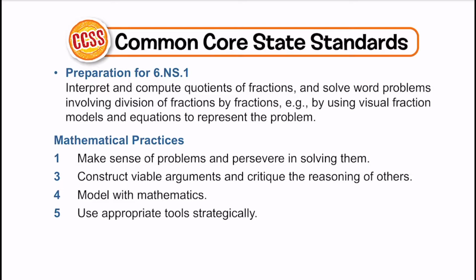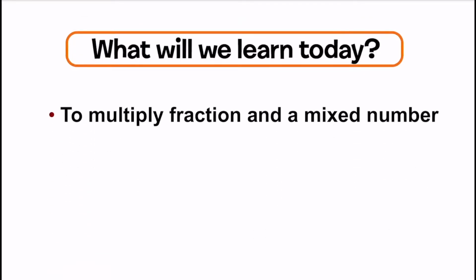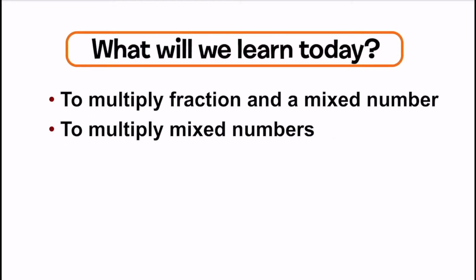And we're going to do some word problems. We really want you to be able to make sense of problems and model them with mathematics. So in this case, we're going to use an area model. We're going to learn how to multiply a fraction and a mixed number, and to multiply mixed numbers. So we're not going to do a whole number times a fraction, like 3 times 1/2, or even easier, 8 times 1/2. That's the same as 1/2 of 8, which is 4.